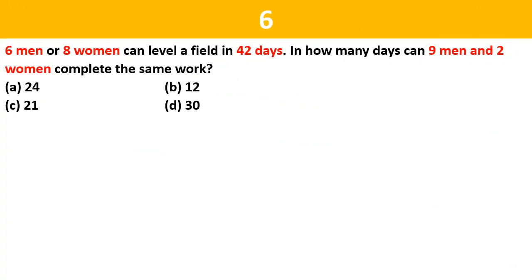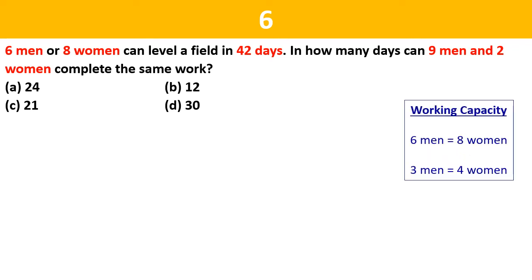Next question. 6 men or 8 women can level a field in 42 days. In how many days can 9 men and 2 women complete the same work? Now what work 6 men can do in 42 days can also be done by 8 women in 42 days. So working capacity wise, 6 men are equivalent to 8 women, or 3 men are equivalent to 4 women.